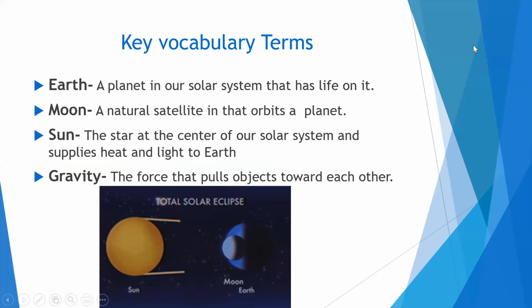Some key vocabulary terms. You've got the Earth. Earth is a planet in our solar system that has life on it. Then you have the moon. The moon is a natural satellite that orbits a planet, as you can see the moon here. Then we have the sun, the star at the center of our solar system that supplies heat and light to Earth. And gravity is the force that pulls objects towards each other.